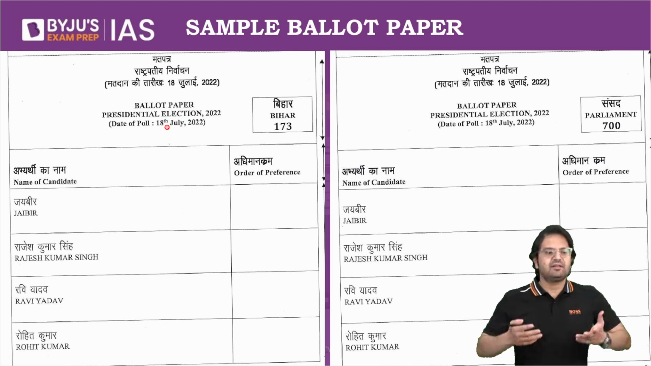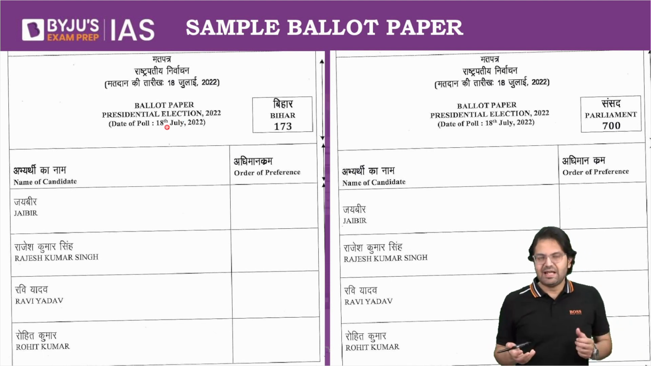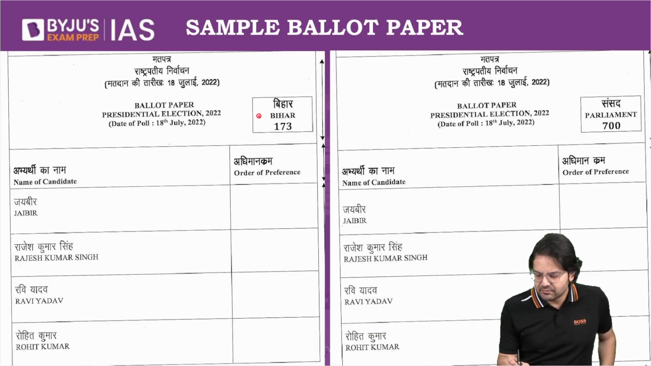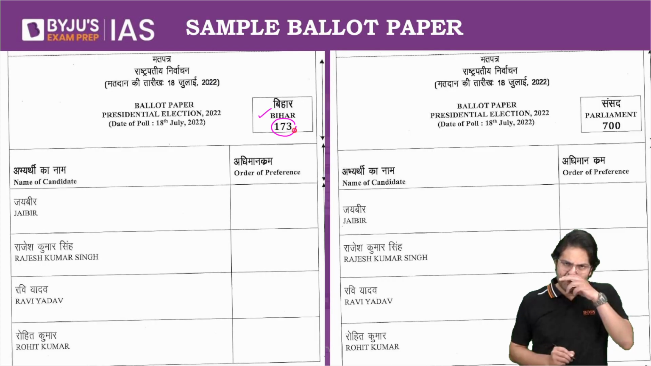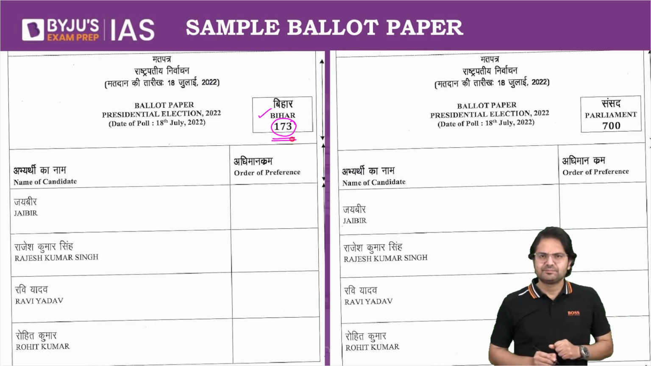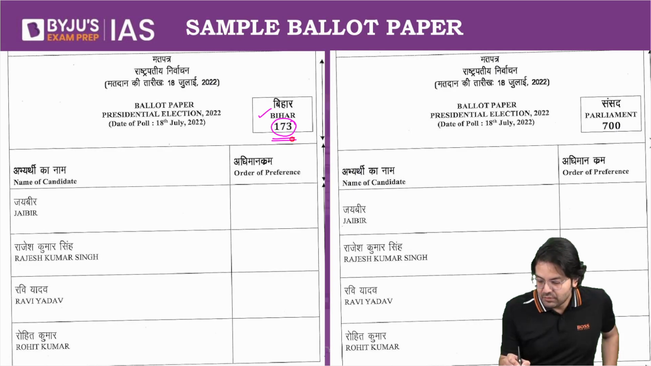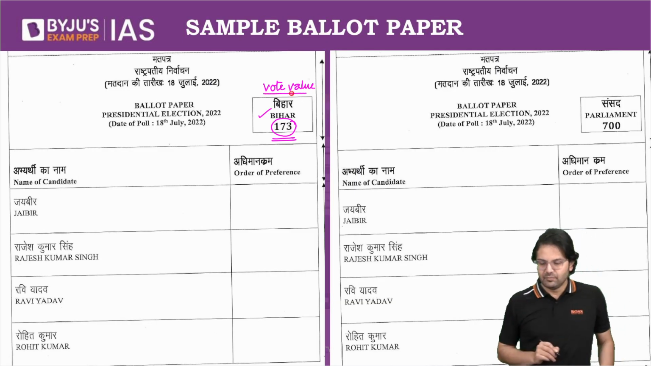Imagine I'm an MLA. Let's assume for a moment. And I'm an MLA from Bihar. Tell me, what is this? 173. Tell me, any idea? Any guesses? Yes, it is the vote value. Vote value of the MLA of Bihar. Clear?